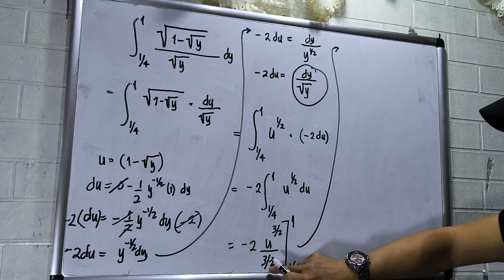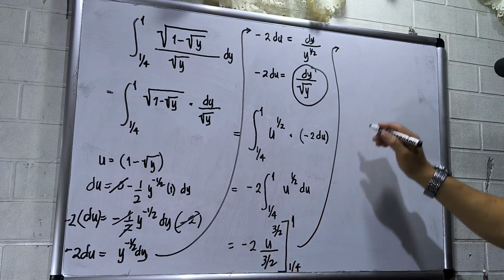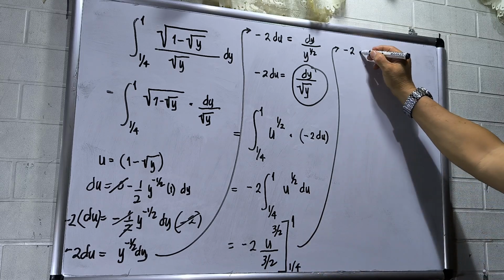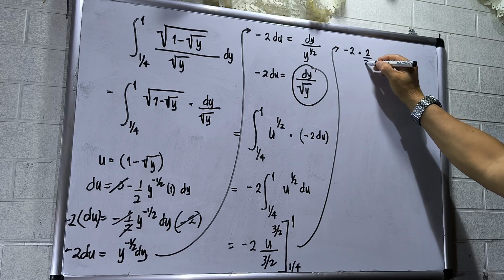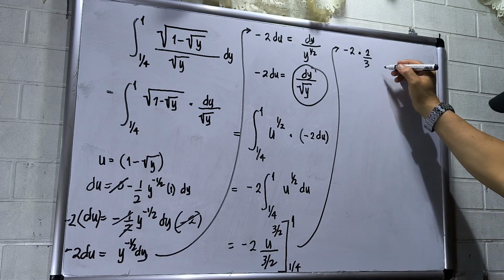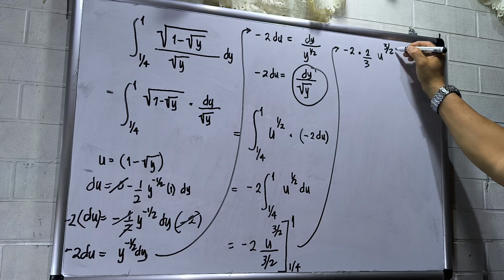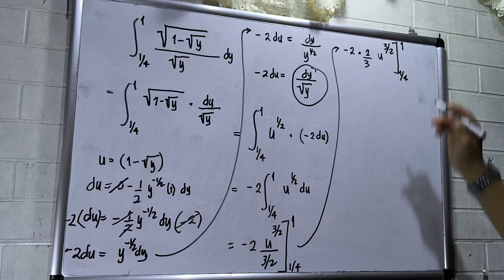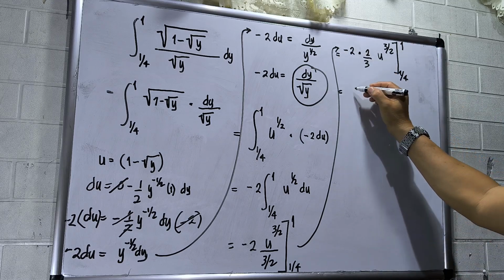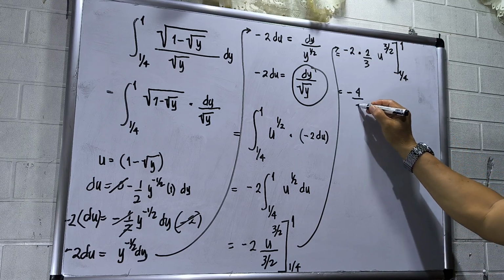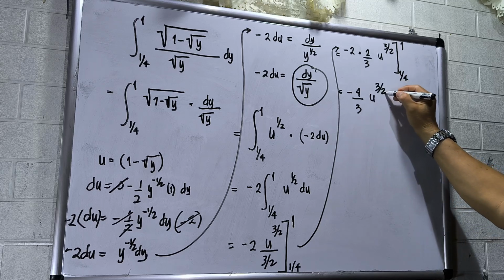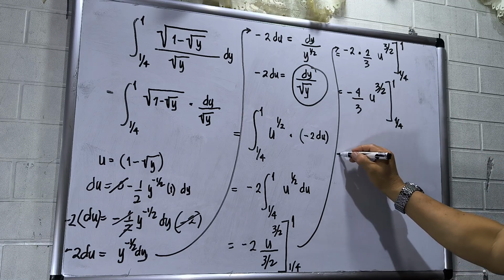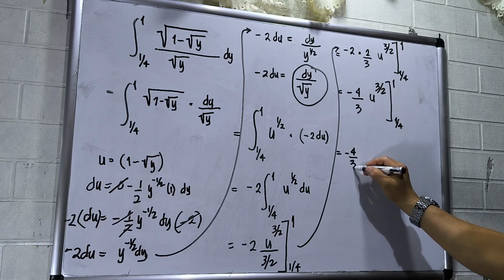So the 3/2 will be inverted and multiplied with the negative 2. So this will be negative 2, then upside down of 3/2 is 2 over 3, times u to the 3/2, limits from 1/4 to 1. So this will be negative 4 over 3, and then u to the 3/2, limits from 1/4 to 1.